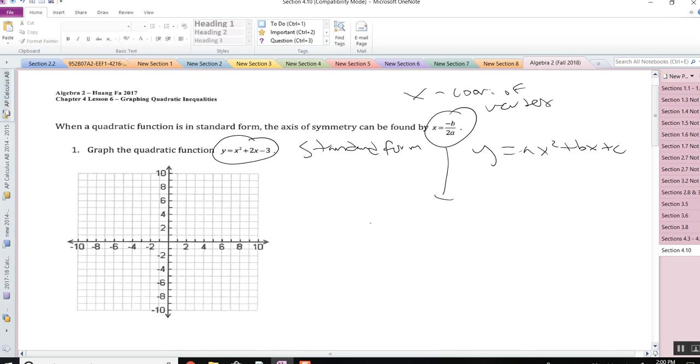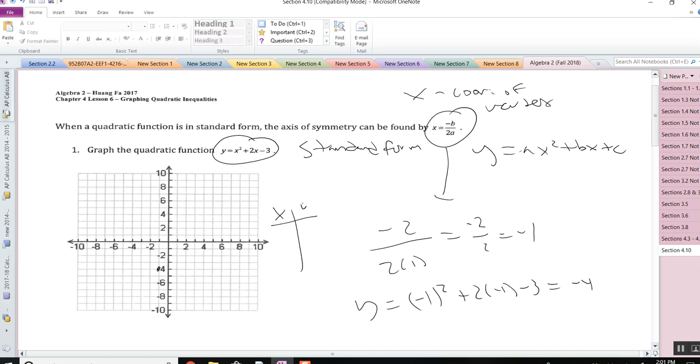So here's what we're going to do. We'll do negative 2 over 2 times 1. Negative 2 over 2 is negative 1. You're going to plug it back into the equation. Get the y coordinate of the vertex, which you guys should know how to do. And that's going to be negative 4, which is right there.